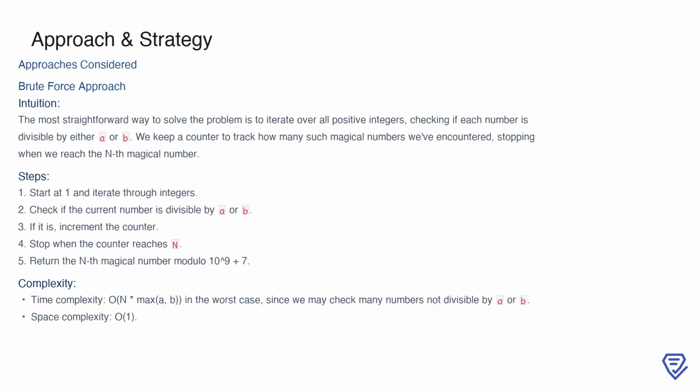However, the major drawback here is efficiency. The time complexity is O(n * max(a, b)), as we may end up checking a lot of numbers that aren't divisible by a or b. This makes the brute force method impractical for large values of n, a, or b.